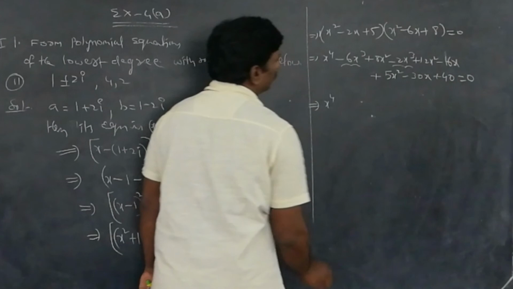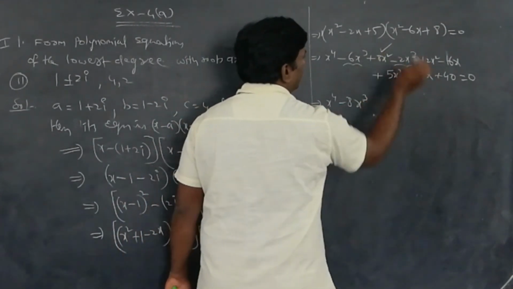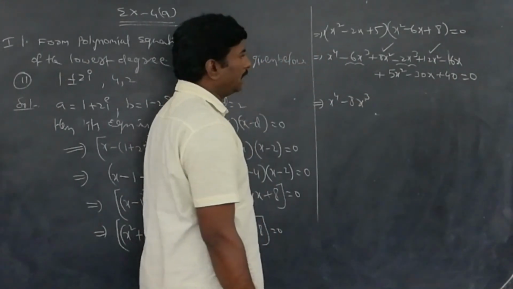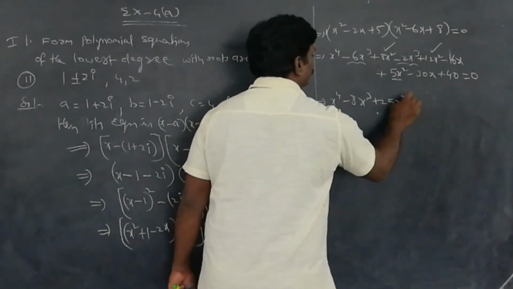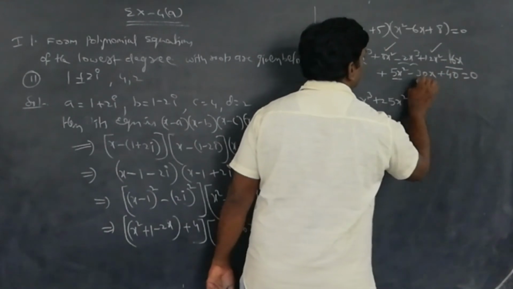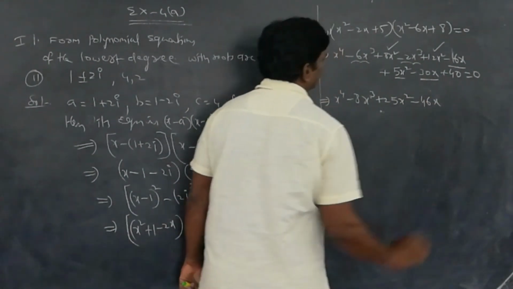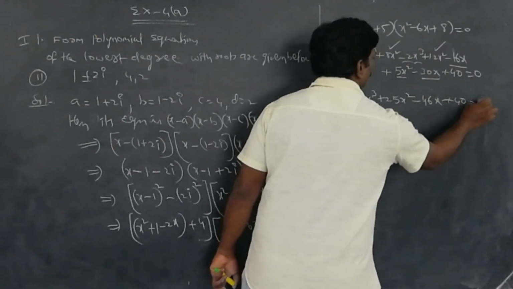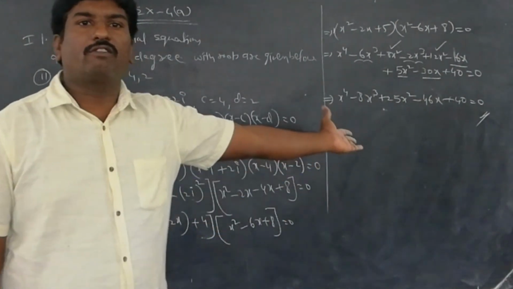x power 4, minus 6x cube minus 2x cube, that is minus 8x cube. Then 8x square plus 12x square plus 5x square, that is 25x square. Next the x terms: minus 16x minus 30x, that is minus 46x. Next the remaining constant, what is that? 40. So this is the required biquadratic equation.